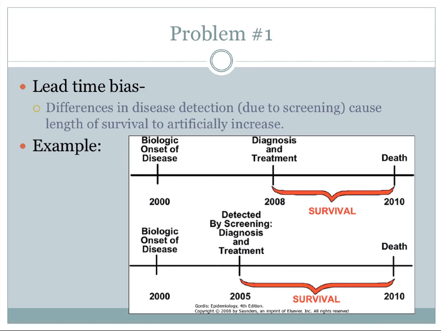Again, here is a visual of lead time bias. If the disease was diagnosed in 2005 versus 2008, it may seem that the person survived longer, as you can see, but in reality it didn't. It was just the earlier diagnosis that actually contributed to the difference in survival.